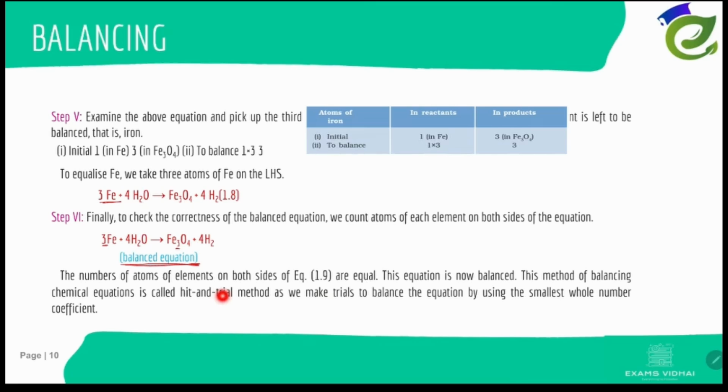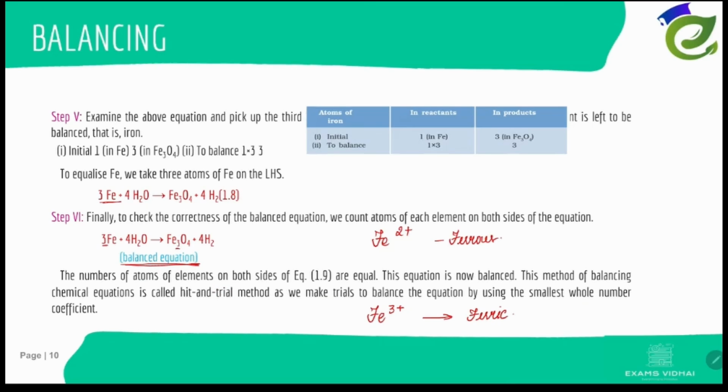Why do we say ferric? Iron exists in two forms. One is the Fe2+ state, that is called ferrous. And another one is the Fe3+ state, and that is called ferric. And here we have the 3+ state, therefore it is called ferric. The number of atoms of the elements on both the sides are equal, therefore this is called the balanced equation.